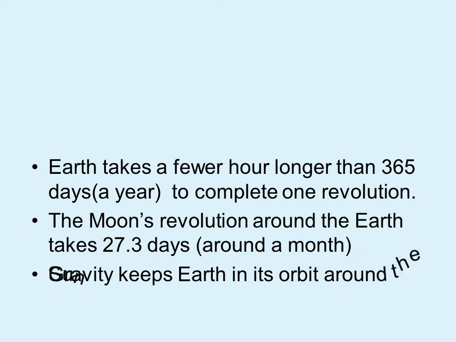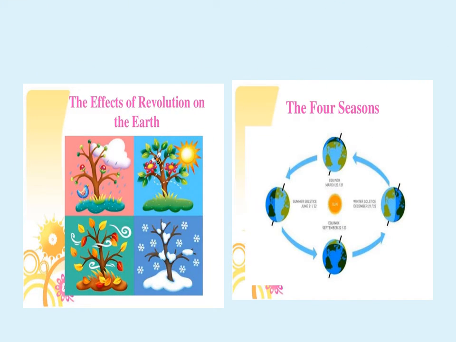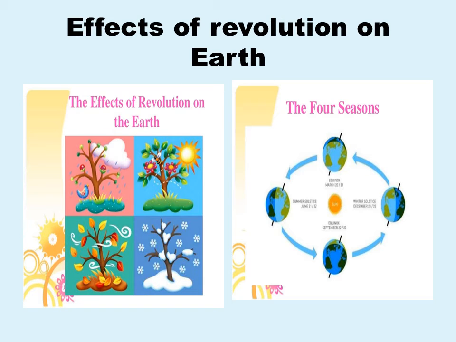Gravity keeps Earth in its orbit around the Sun. So, what keeps Earth in its orbit? That is gravity. Now the effect of rotation is day and night. What is the effect of revolution? The four seasons.